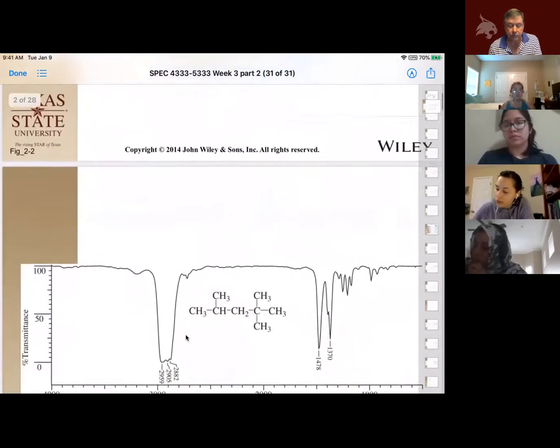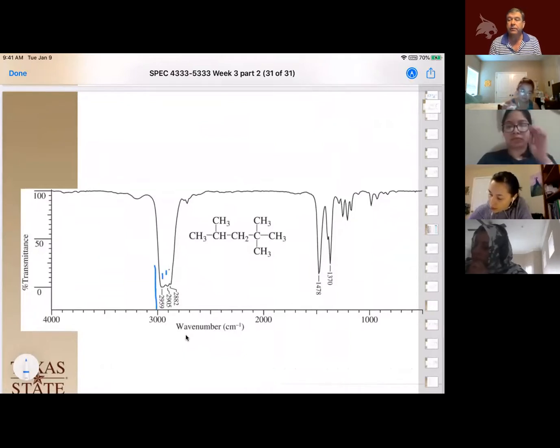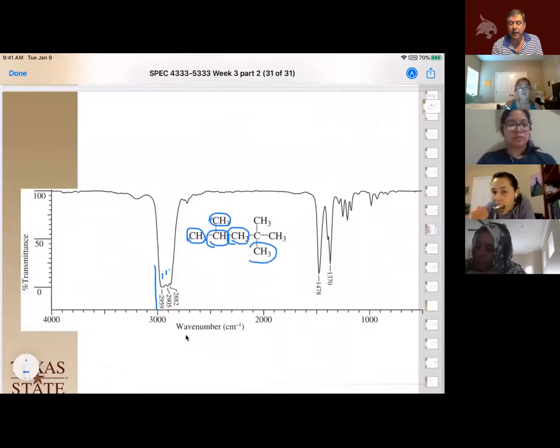Okay. So as we move to a very branched hydrocarbon, what we're going to see is that these peaks below 3000 here, notice we have multiple of them because we have multiple kinds of hydrogens, those hydrogens bonded to sp3 hybridized carbons. So we have these primary hydrogens, we have a tertiary hydrogen, we have secondary hydrogens. And because we have all these different types of hydrogens, we're going to get these multiple peaks and they're going to overlap each other.